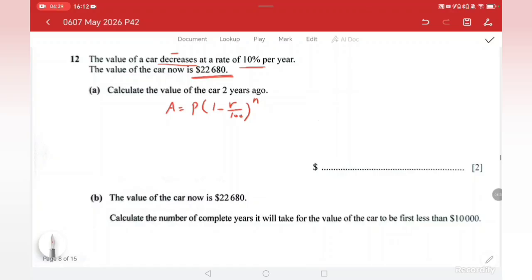In this case, the present value is 22,680, and 1 minus R over 100, which is 10% per 100, to the power of n, which is 2. So you can just substitute in this formula. Let's see how it will be. Let's calculate.